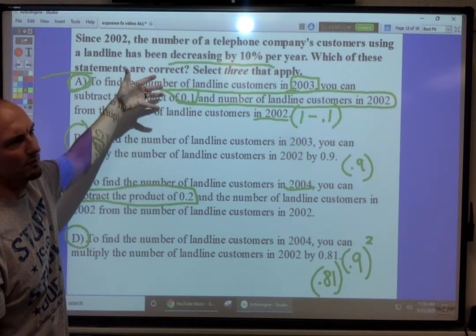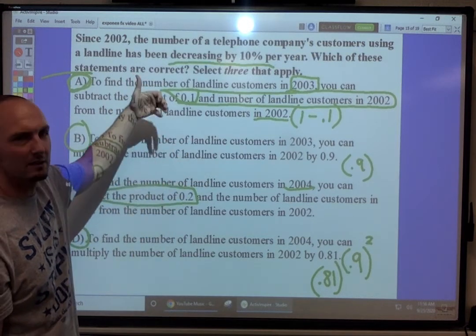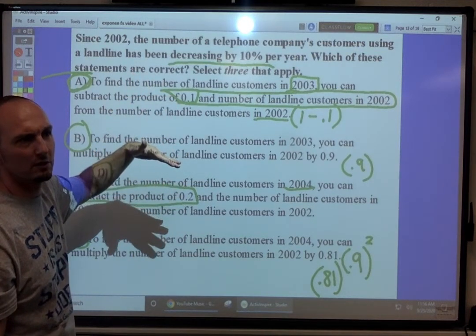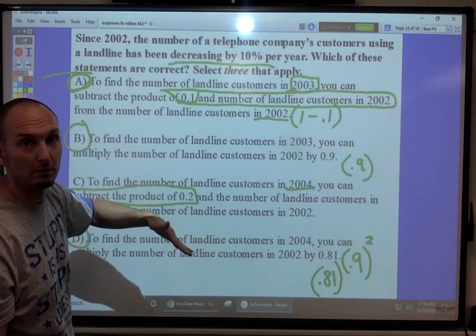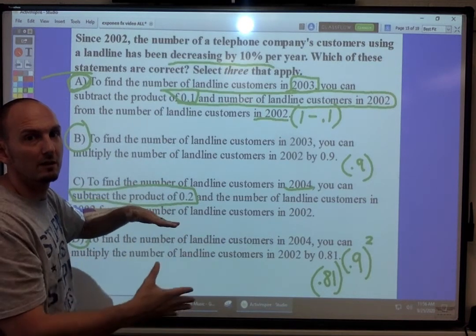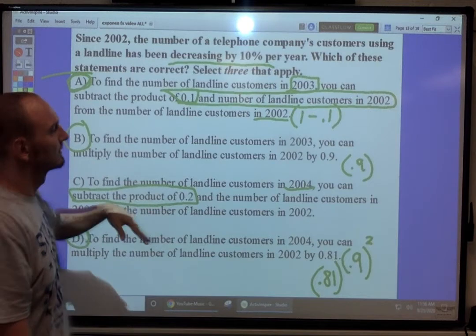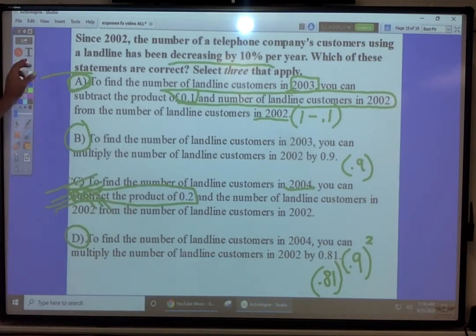Taking 20% of the first year is not the same thing as taking 10% of that first year and then 10% of that new number, because it's 10% after each year. So C's wrong. Next.